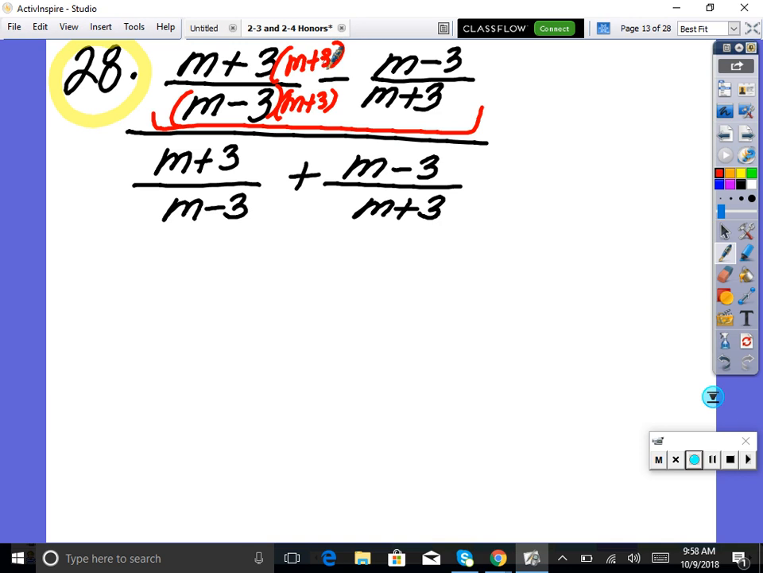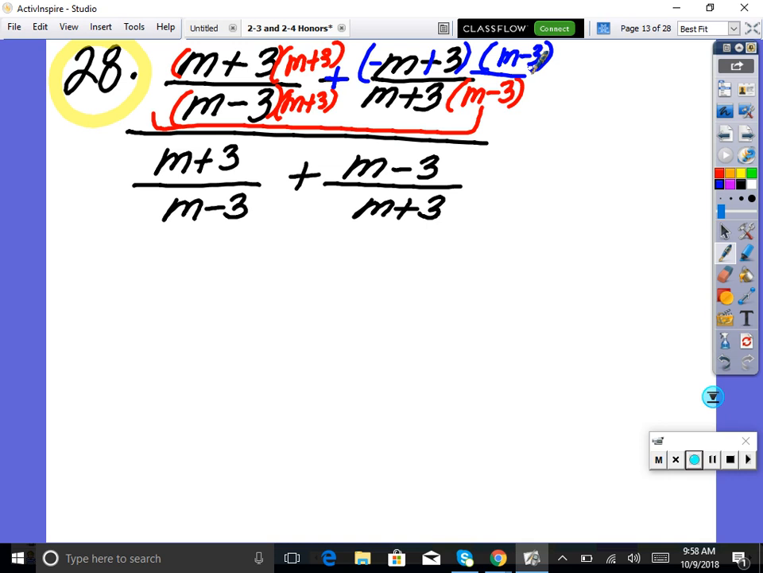M plus 3. Then I throw in parentheses around that. This needs an m minus 3. I'm going to distribute my negatives, so I'm going to hurry and change colors here. That's a plus sign, then that's a minus sign, then that's a plus sign. Okay, and then m minus 3.